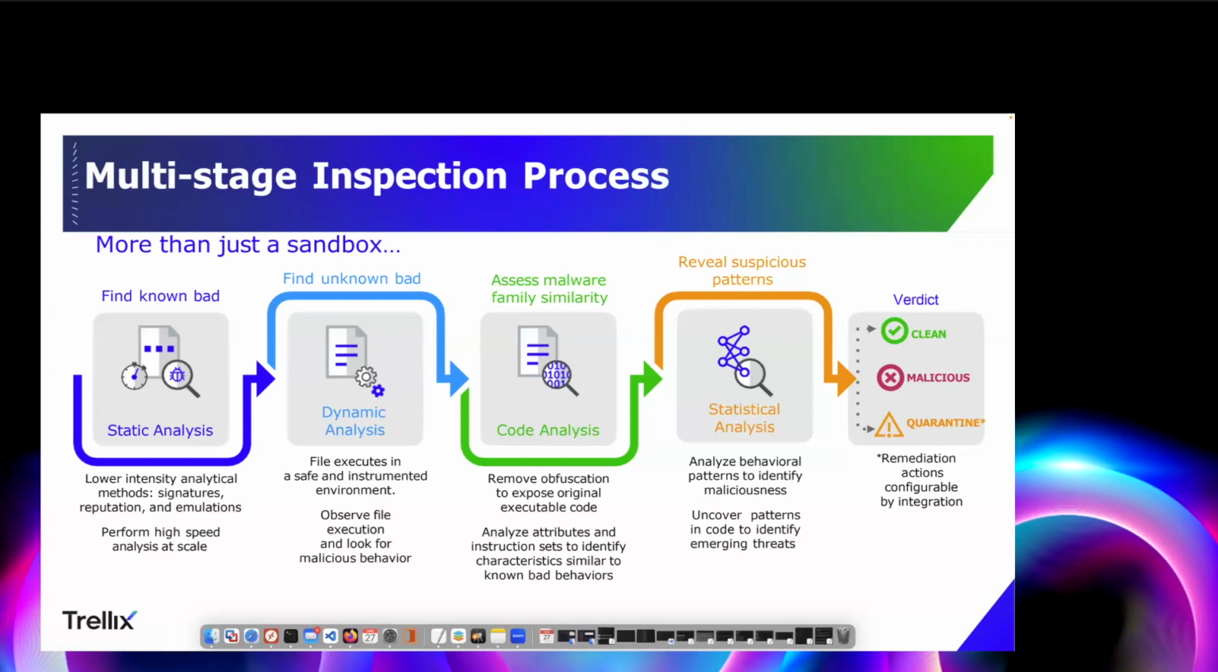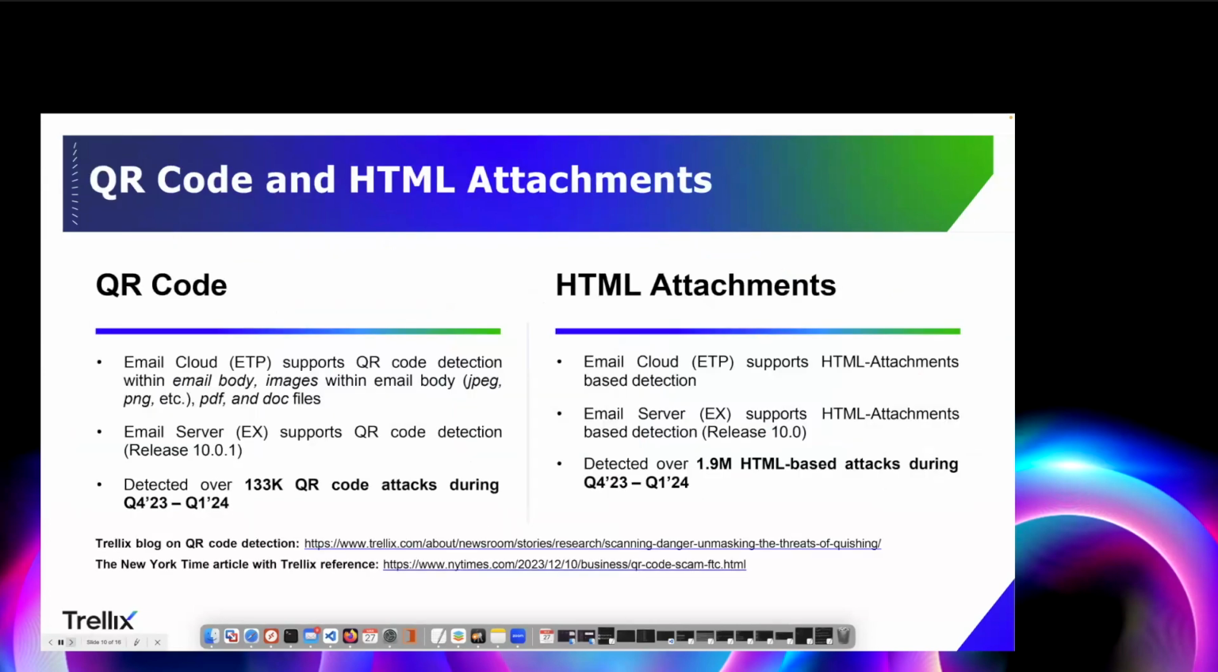So when email comes into the mailbox, there is a multi-stage inspection process, which we can see on screen. First, it makes static analysis, then dynamic analysis, code analysis, statistical, and then fatigue. So what means it's clean, malicious, or if the policy is set to quarantine, it will go to quarantine. We also discussed the phishing. So here is how it works with the QR code.